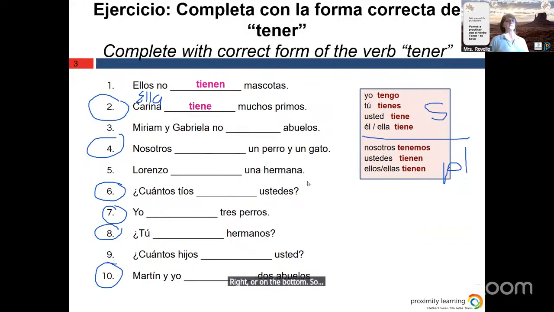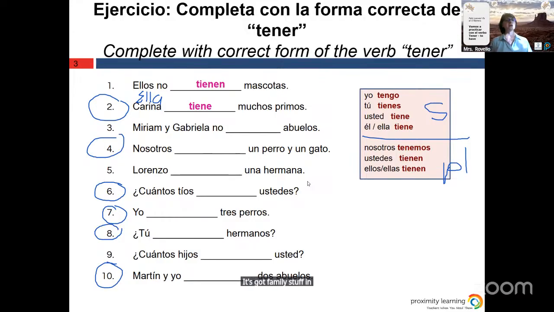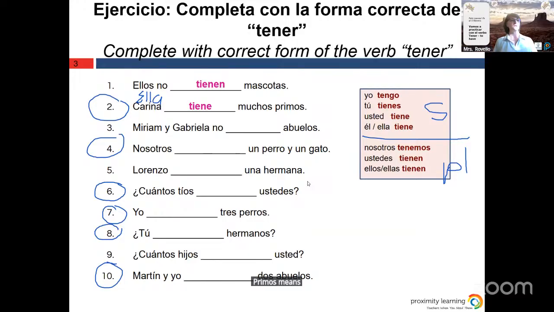Karina tiene muchos primos. Anybody remember what a primo is when we talk about family? It's got family stuff in it. What's a primo? A cousin. So, Kimura, can you unmute, por favor, and tell us what it means? Primos means cousins. Okay, so what's the sentence telling us? Karina has a lot of cousins. Muy bien, yay. Karina has many cousins. She has a lot of cousins, right? Muchos primos. All right, muy bien.